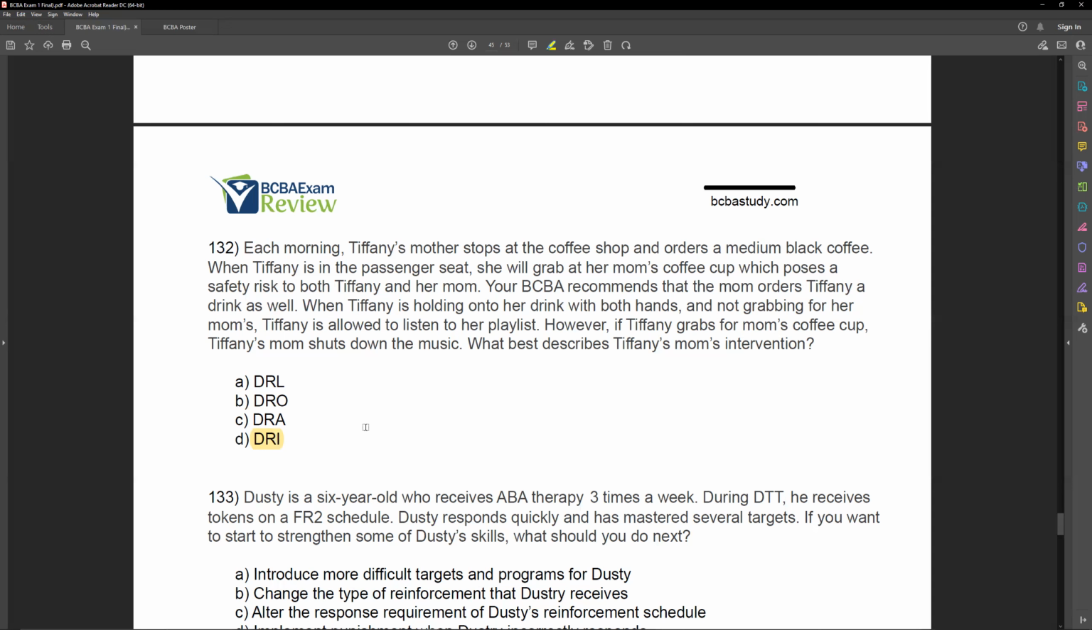As you ask yourself those questions, you can slowly eliminate other answer choices, okay, until you get to your right answer. So in this case, Tiffany holding onto her drink with both hands is incompatible with grabbing for mom's coffee cup. So we're going to use a DRI intervention.